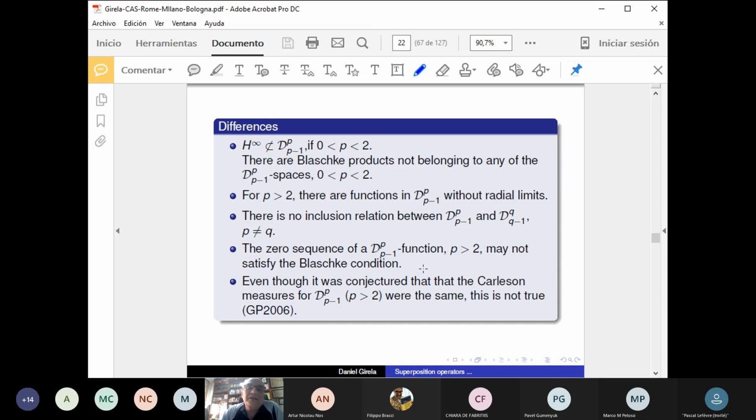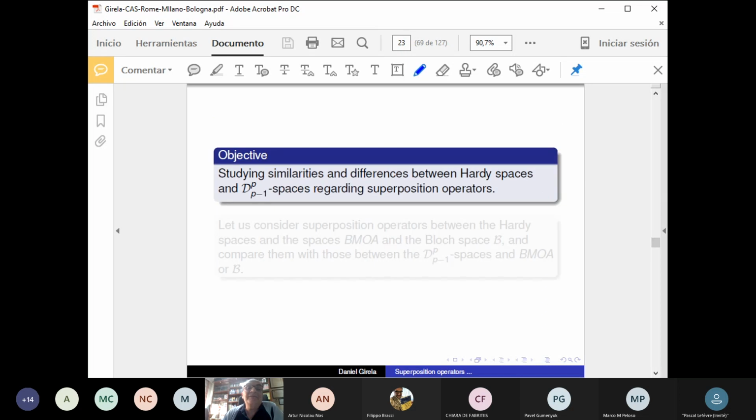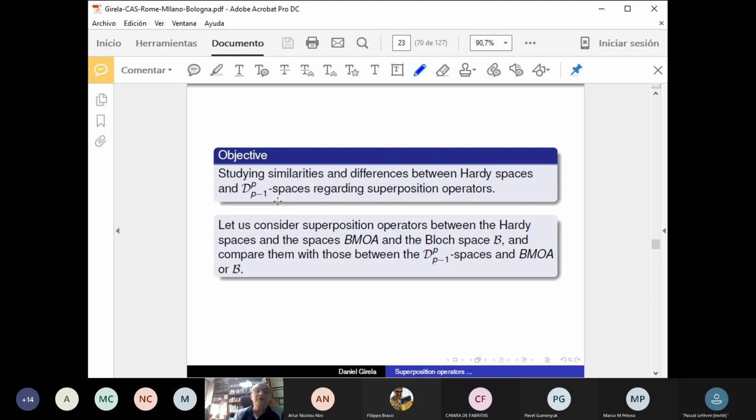Then we decided to work a little bit to see whether superposition operators can tell us whether there are differences or similarities in these spaces. So we study similarities and differences between the space H^p and the space D^p_{p-1}, but regarding superposition operators. What we did is consider the Bloch space and BMO space, and ask what the superposition operators are from the Bloch space into Hardy space or into D^p_{p-1}, and see whether we obtain the same result or a different one.